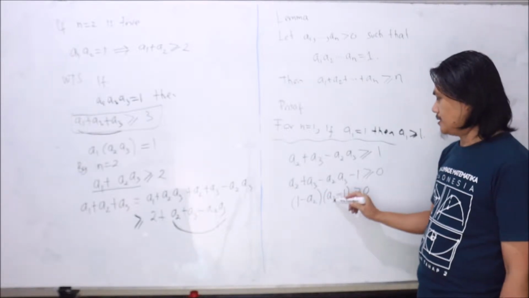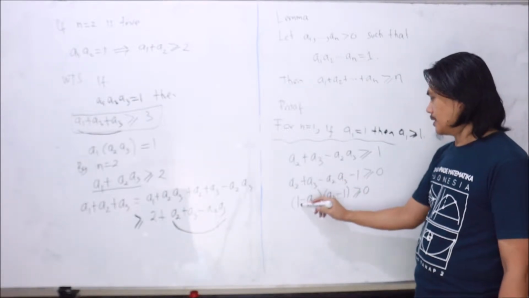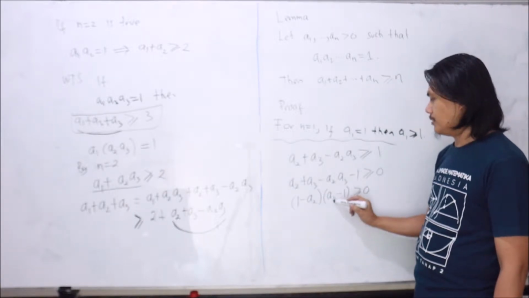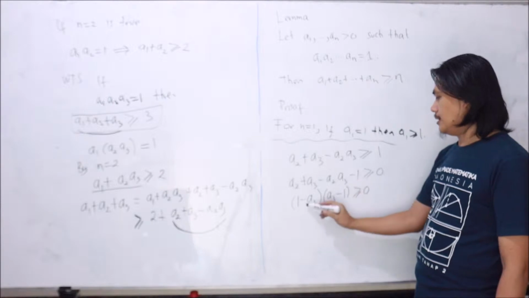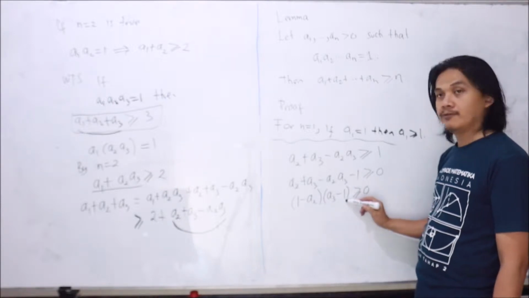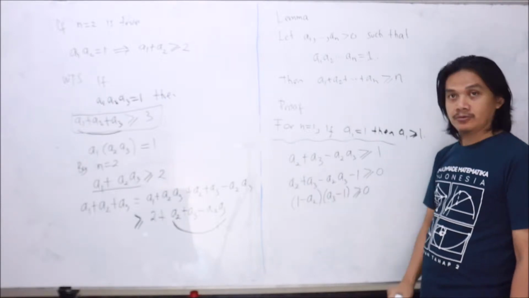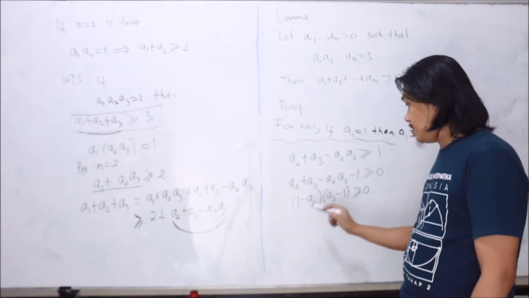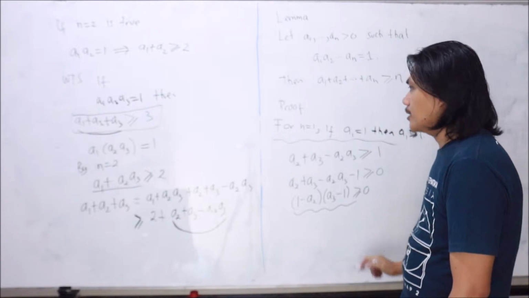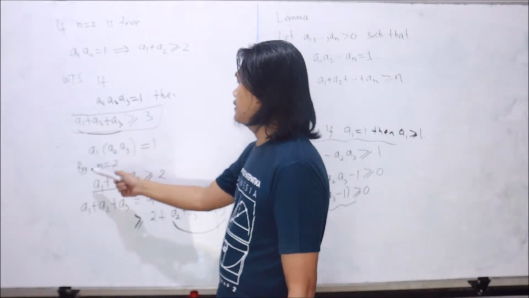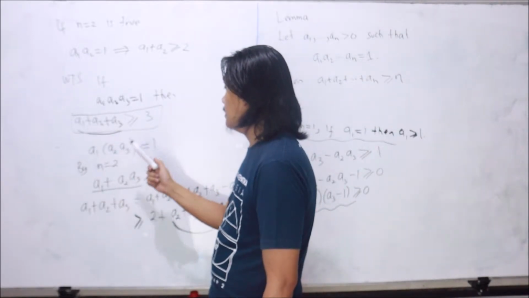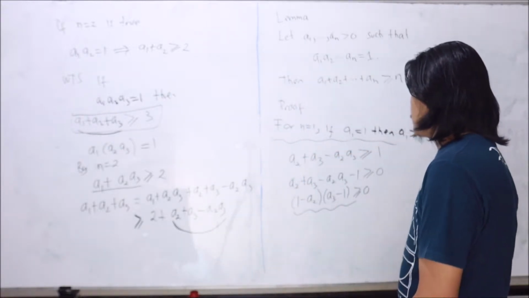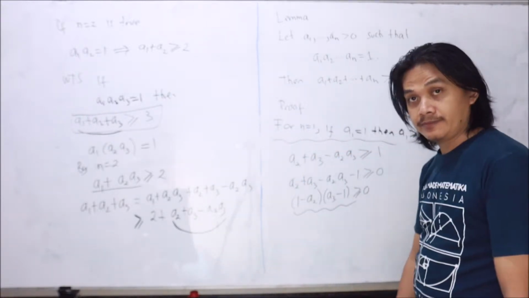1 times a3 is a3 here. 1 times -1 is -1. Minus a2 times a3 is minus a2 a3. And then minus a2 times -1 is plus a2. So that's exactly it. Okay? So is it always true that if the product of a1 times a2 times a3 is equal to 1, then this expression is always greater or equal to 0?